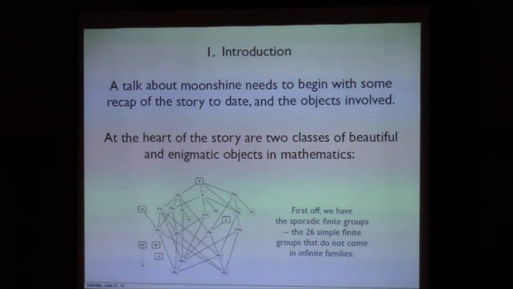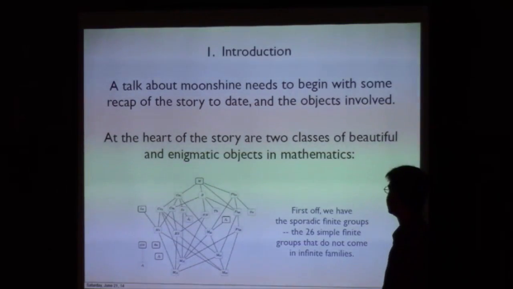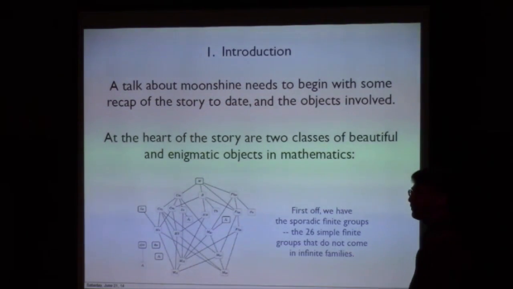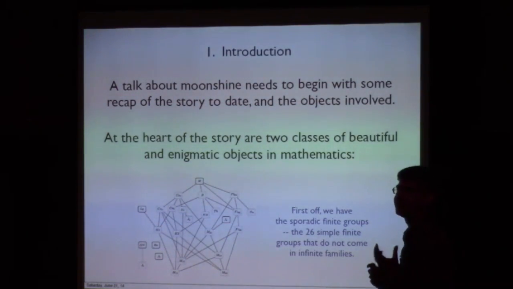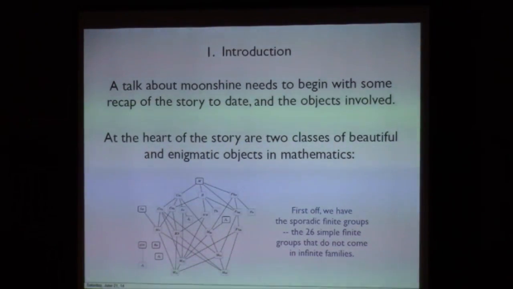Okay, so any talk about Moonshine needs to begin with some recap of the story to date because it involves many moving parts, and a lot of the moving parts are unfamiliar to most physicists. So at the heart of the old story, there were two classes of different beautiful non-geometric, but enigmatic objects from mathematics. One is that at the end of the last century, mathematicians succeeded in classifying all the finite groups. There were 18 infinite families, and in addition to these infinite families, there were 26 sporadics, sort of oddballs that don't fit in one of the 18 infinite families.